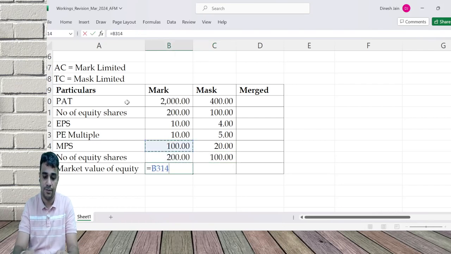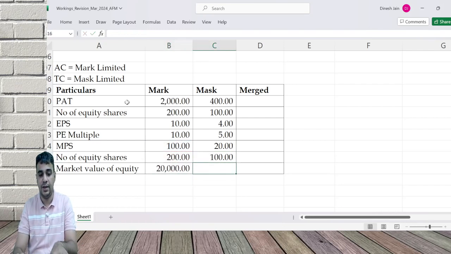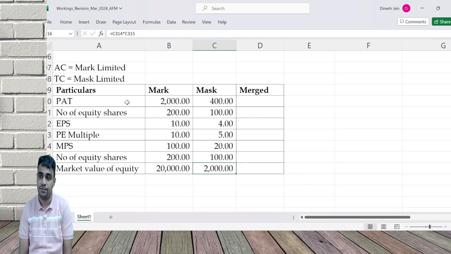Market value is 20,000 and 2,000. Any doubts on this? It's a very simple format. I've just written the base data. 20,000 and 2,000 are the values of the two companies. I'll come to the merge. First, I want the exchange ratio. After that, everything is a formality.